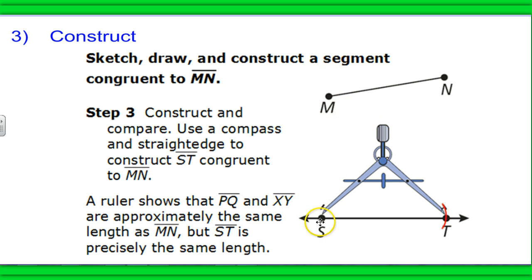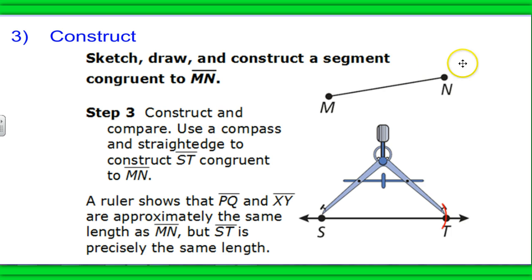And now place a point. You could call it S. Take the point of your compass, place it on S, and now the pencil can create an arch down on your line. And now you know exactly where point T should be placed so that segment ST is perfectly congruent to segment MN. So let me sum it up one more time before we leave.